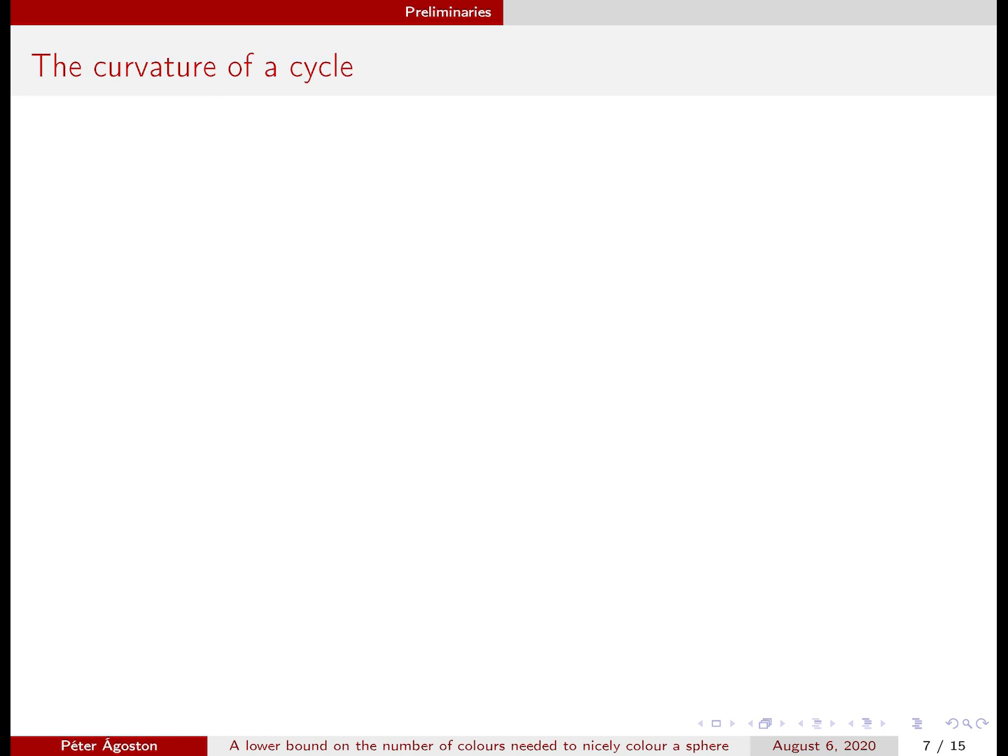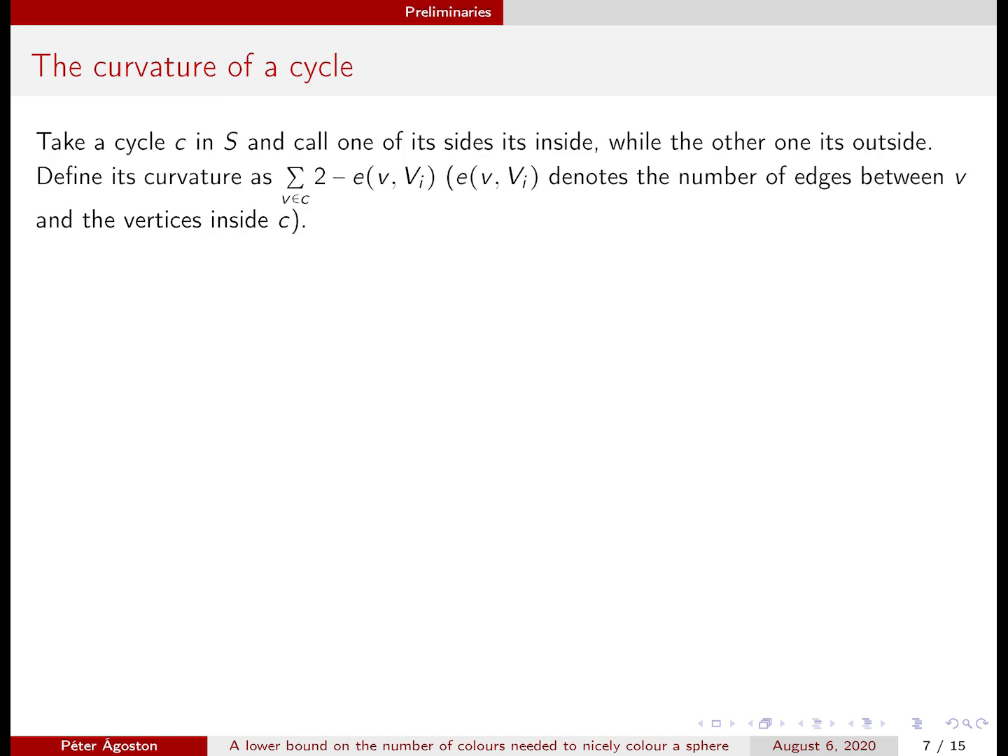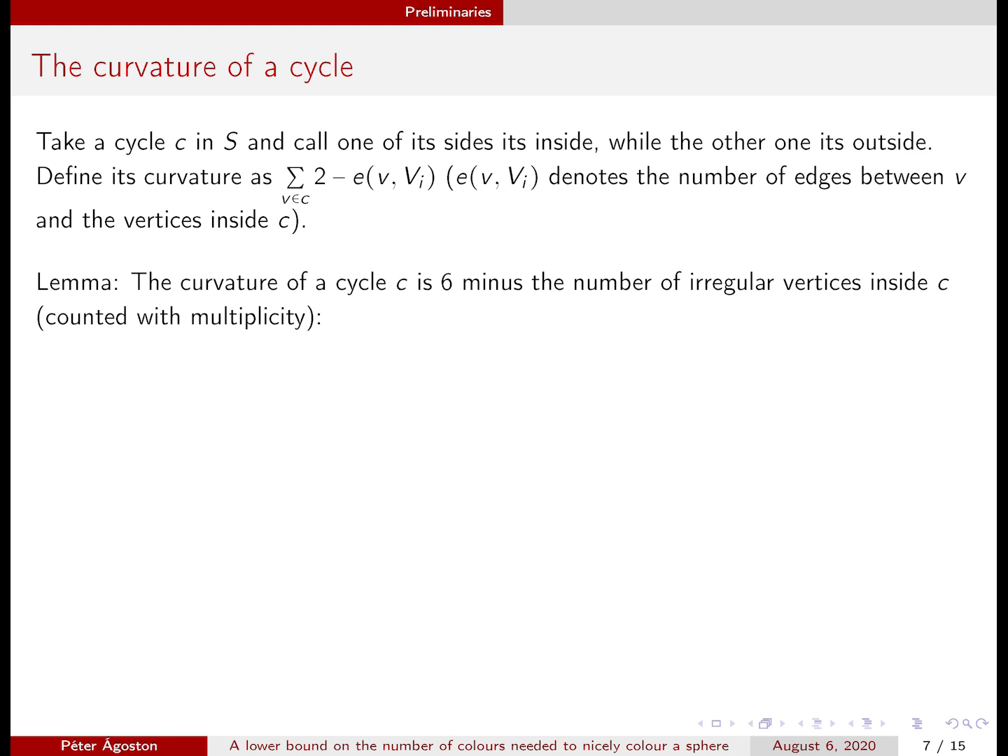Now I define the curvature of a cycle. We take an arbitrary cycle C in G' and call one of its sides as inside. Then for all vertices V of C, we count the vertices of G' in the inside of C neighboring this particular vertex and subtract this number from 2. By summing up this number over all vertices V, we get the curvature of a cycle. Now comes another useful lemma. For any cycle C, its curvature is exactly 6 minus the number of irregular vertices inside C, counted with multiplicity.